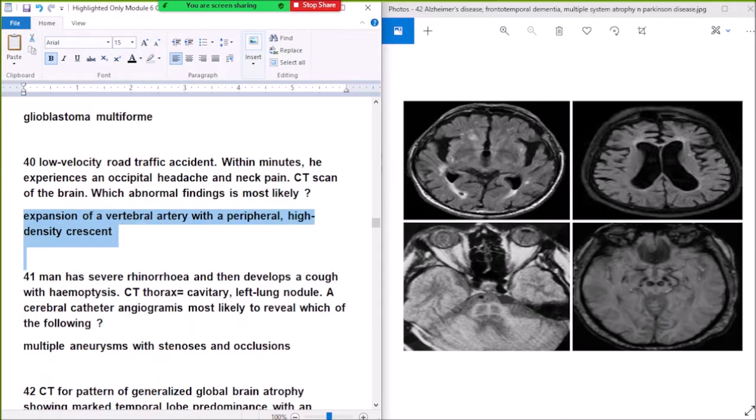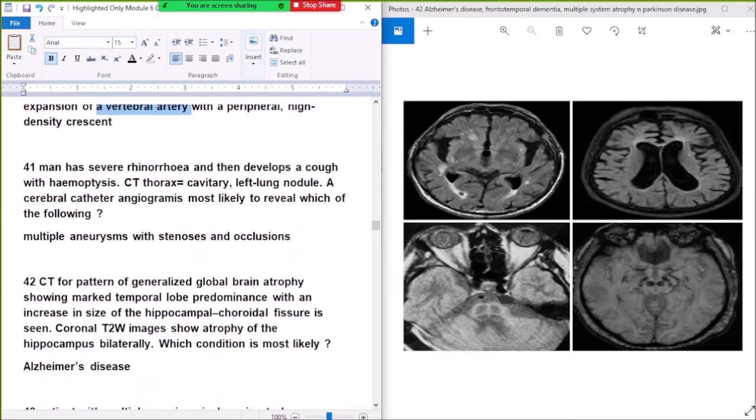So when the patient has low velocity rotary action, within minutes she experiences occipital headache and neck pain. CT scan of the brain with abnormal findings is most likely expansion of the vertebral artery with a peripheral high density crest, because it involves the occipital region, causing occipital headache. So posteriorly it is a vertebral artery.